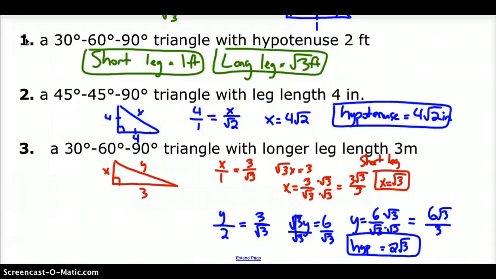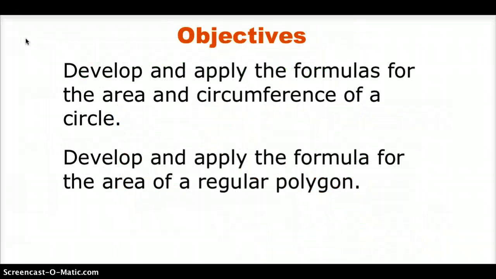So let's look at what we're studying today. Today we are going to develop and apply the formulas for the area and circumference of a circle, and we're also going to develop and apply the formula for the area of any regular polygon.